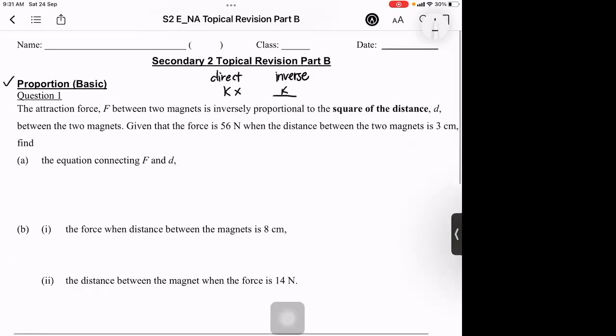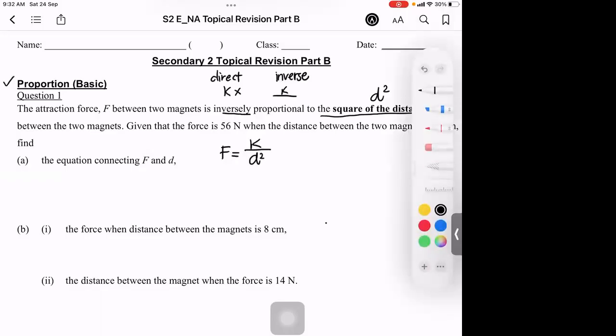Okay, so this question says the attraction force between two magnets is inversely proportional, meaning K divided by. So F equals K divided by the square of the distance. So D squared. So I will have K over D squared. Right, so this one is the type of question that they give, but this is the basic type. Of course, there can be other questions, right?